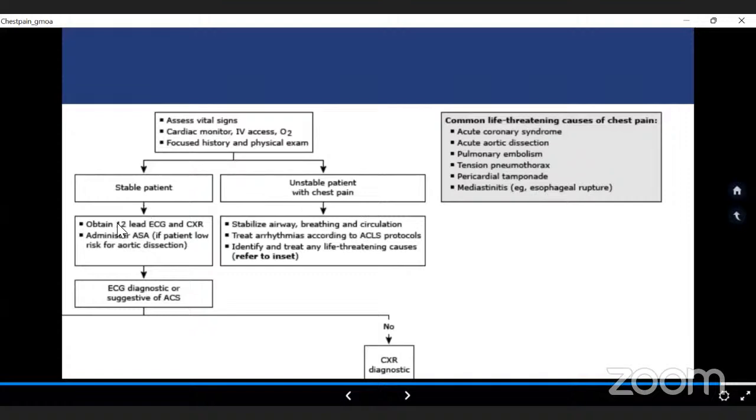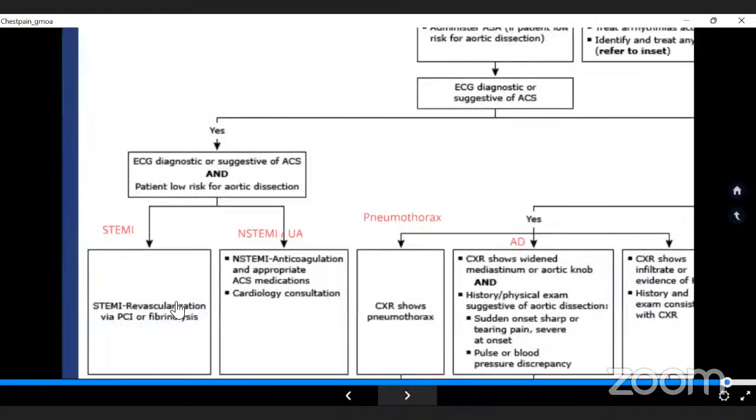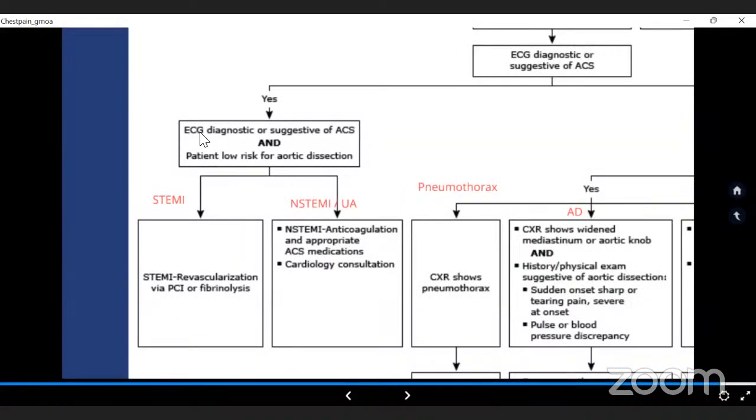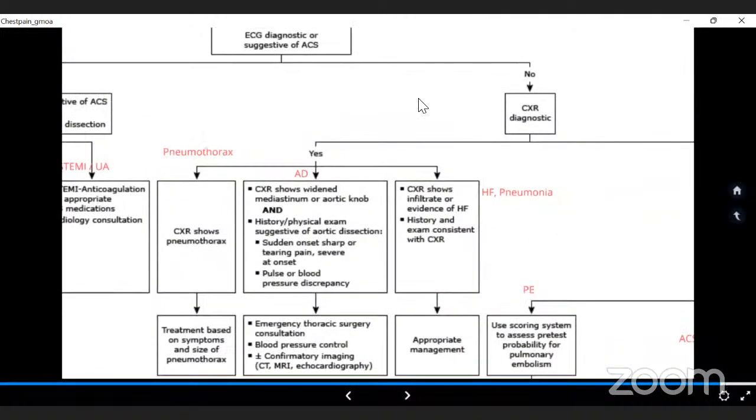If the patient is stable, take him for an ECG. If the patient has no evidence of aortic dissection, no typical history, you can give aspirin at that moment. And if the ECG is diagnostic or suggestive of acute coronary syndrome, you need to see whether this patient is having possible STEMI, possible non-STEMI, or unstable angina, and then manage accordingly. And if the patient is not having features of acute coronary syndrome, you have to go for other investigation, that is chest X-ray.